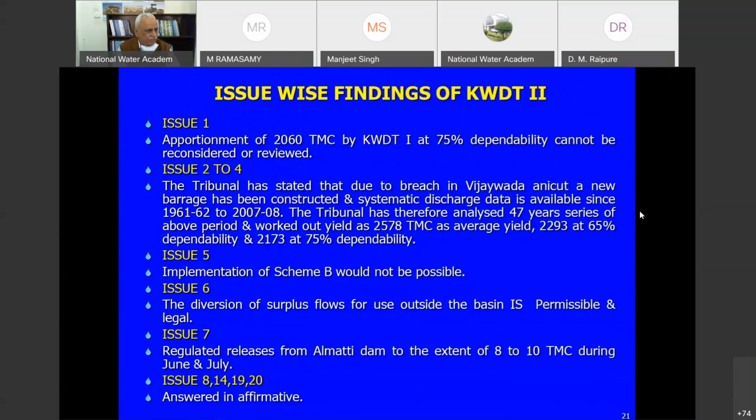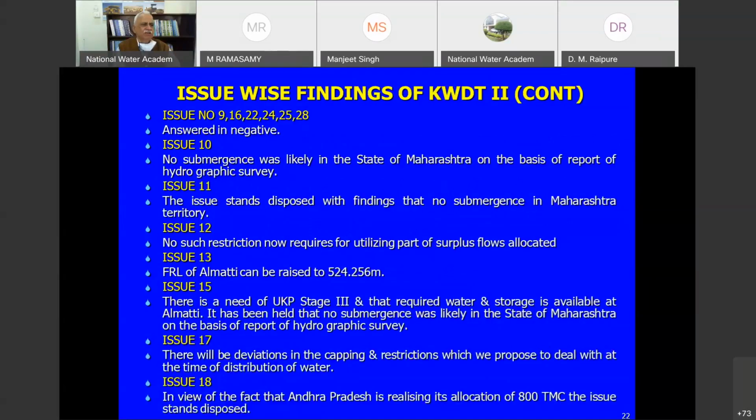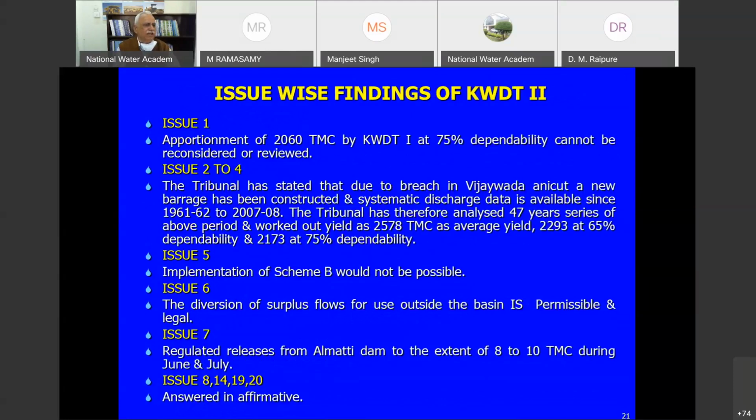Maharashtra's witness has submitted before the tribunal that, taking into consideration the 113 years series, that is the series up to 1971-72 as per KWDT 1 and beyond 72, this honorable tribunal has directed the party states to submit the information about the utilizations from 1972 onwards every year, and they had prescribed some 9 different formats: minor, lift irrigation, hydro diversion, and all.